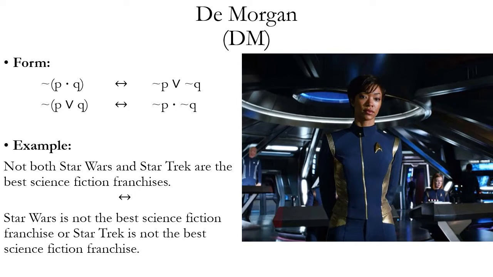A negated conjunction, where you have the dot in the parentheses and a tilde outside, or a negated disjunction, where you have the wedge in parentheses and a tilde outside. Or if you have a wedge or a dot that has both of its disjuncts negated if it's a wedge, or both of its conjuncts negated if it's a dot. So those are clues that this rule might be helpful for you.